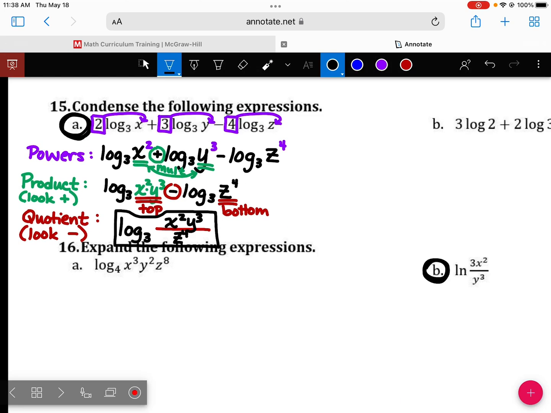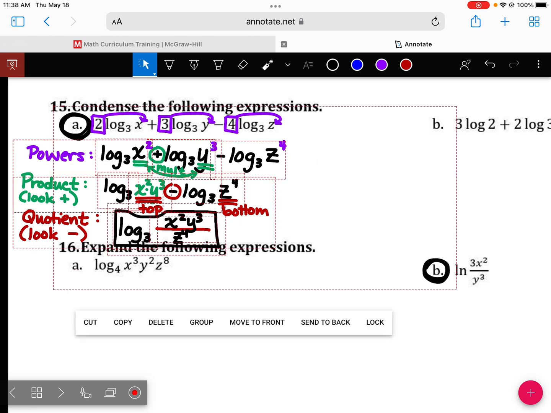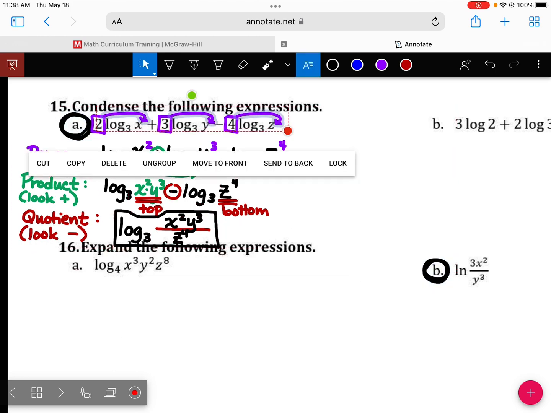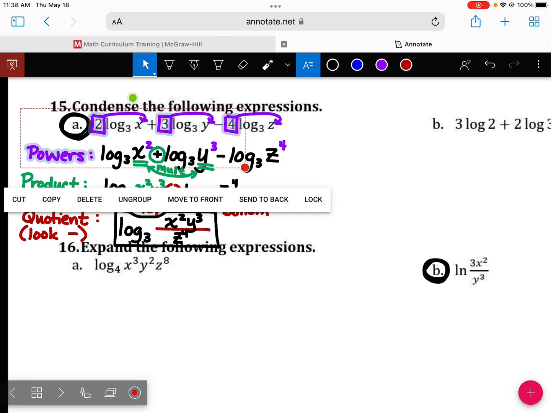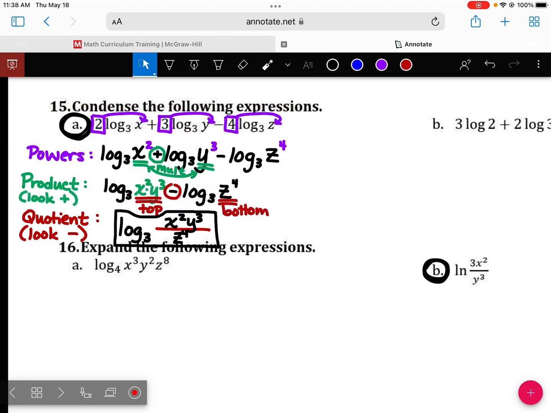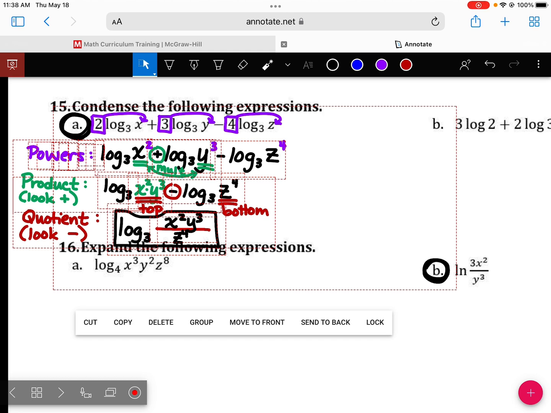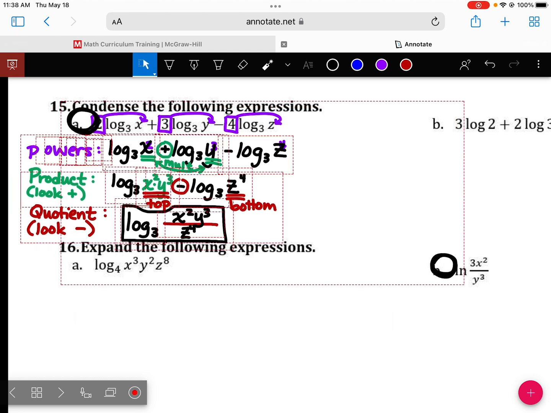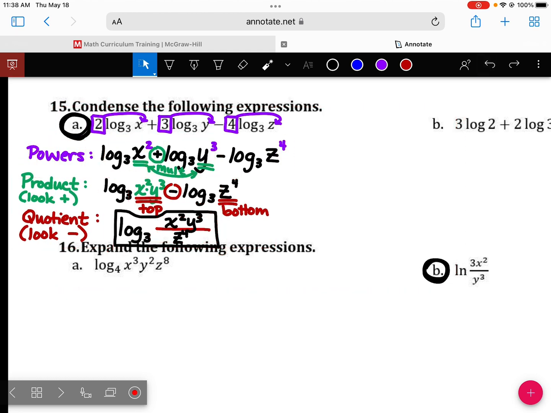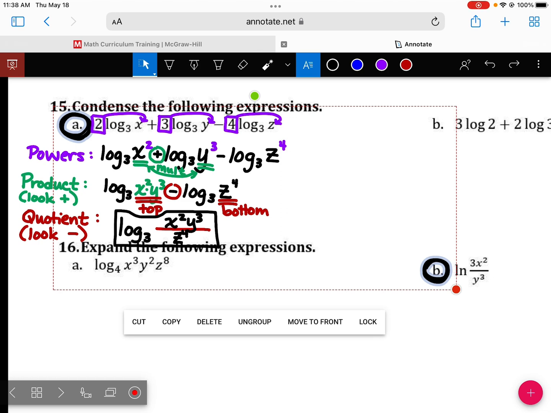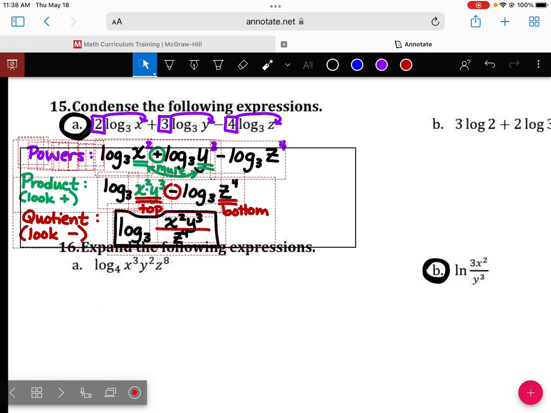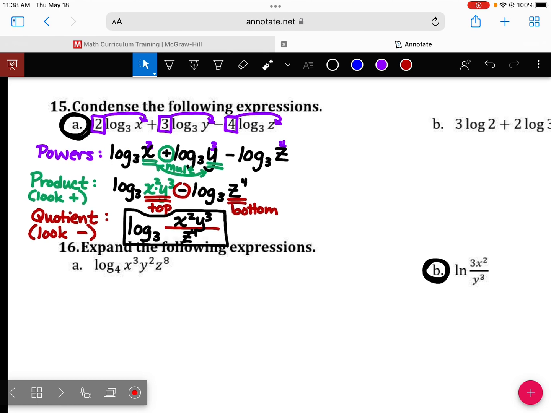And then we just ignore the other 3 and the log and the line. We're not ignoring it, we're condensing it. What if they were different numbers? If it was a log base 3 and a log base 7, we couldn't do anything with that. That's our final answer.